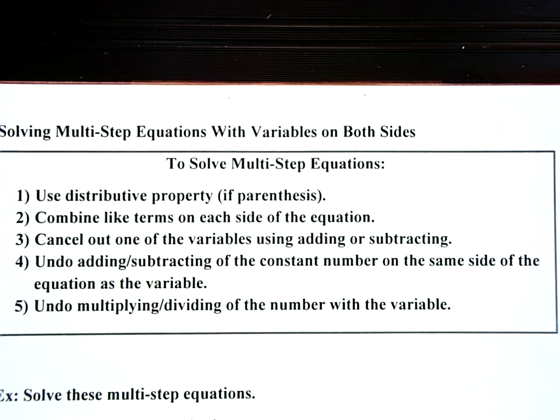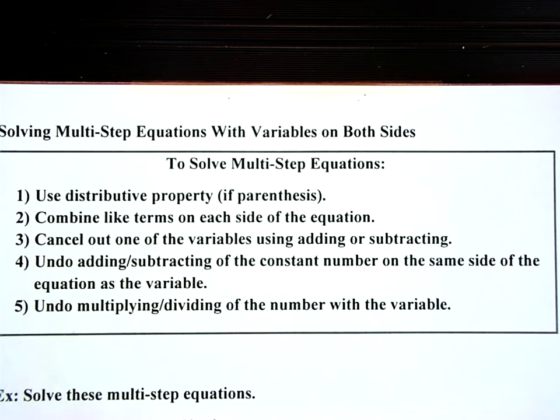parentheses. Step 2, combine like terms on each side of the equation if there are like terms to be combined. Step 3, we need to cancel out one of the variables using adding or subtracting. Step 4, we need to undo adding or subtracting of the constant number on the same side of the equation as the variable. So wherever the variable is, we need to undo addition or subtraction. And then the last step is undo multiplying or dividing of the number with the variable.